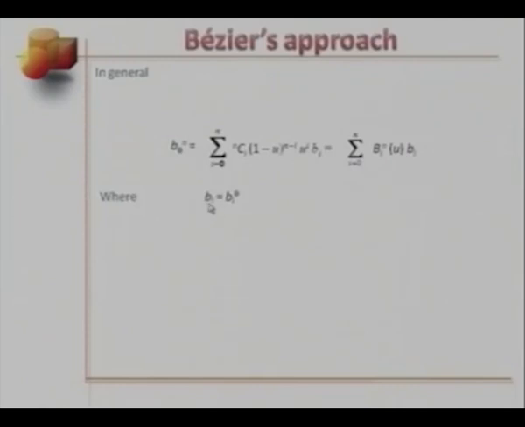If we relate b i to the nomenclature that we have seen before, b i would be the first stage design points, b i 0, and capital B sub i super n would be functions of u. That will be equal to n combination i times (1 minus u) raised to n minus i times u raised to i. This is the term right here. Capital B sub i super n are called Bernstein polynomials.